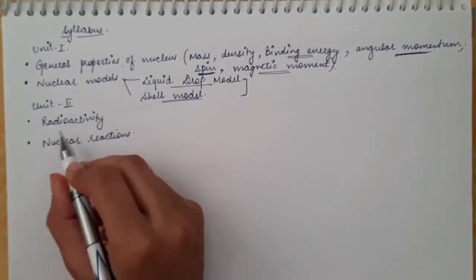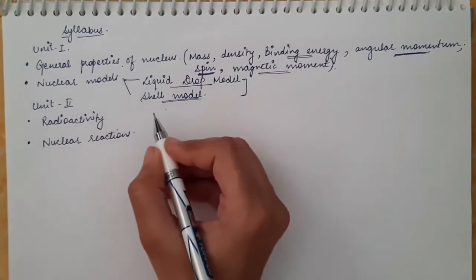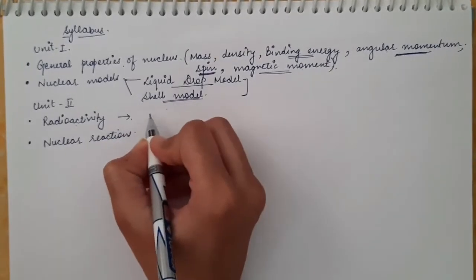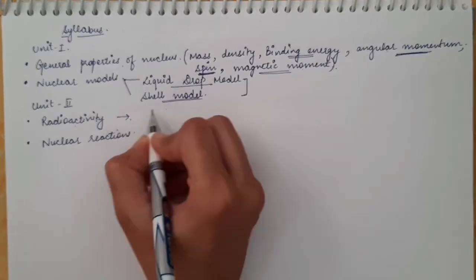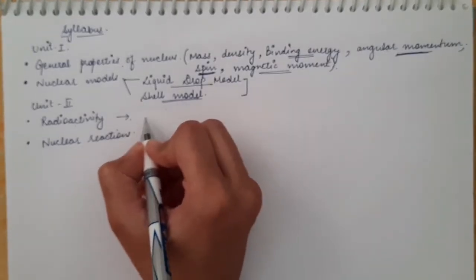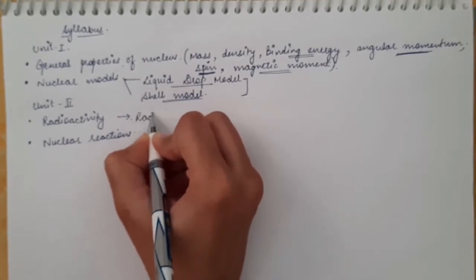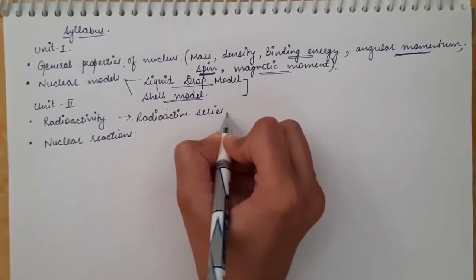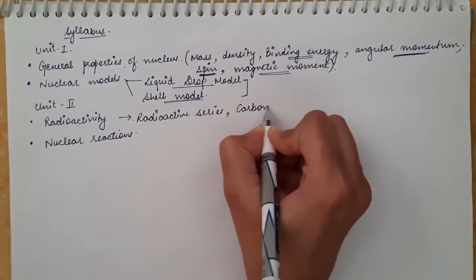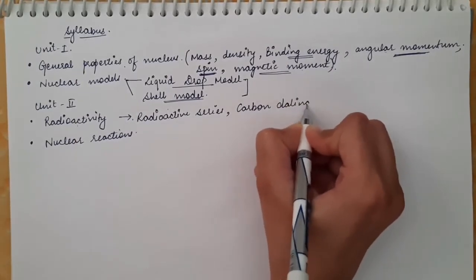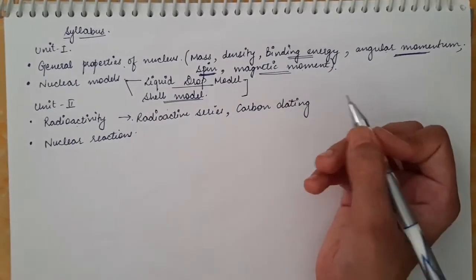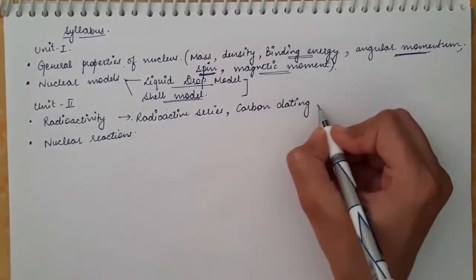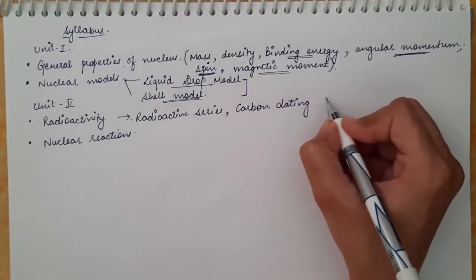In Unit 2, there are also two parts. First is radioactivity. In radioactivity, we will first look at its introduction, the units in which radioactivity is measured, the radioactive series, and then the very important topic, carbon dating. Carbon dating is a technique which is used to find the age of living species. And then we will be looking at the various decay processes.